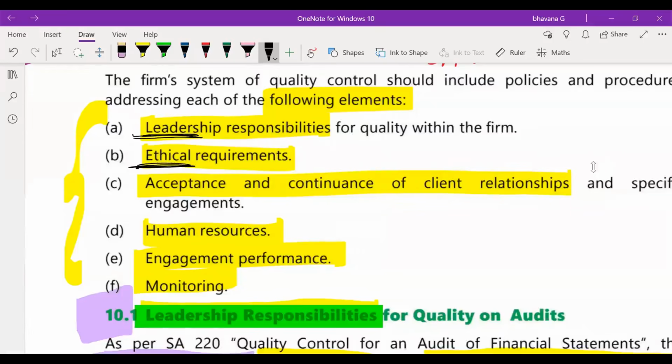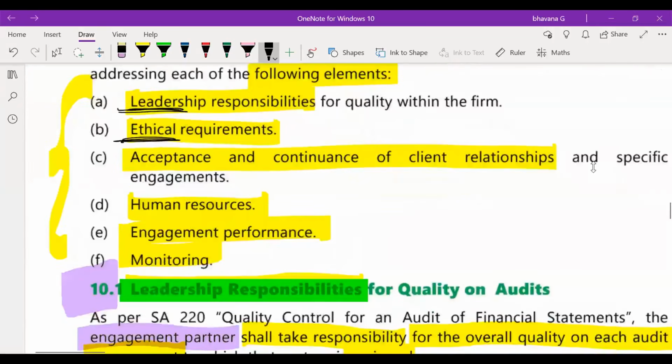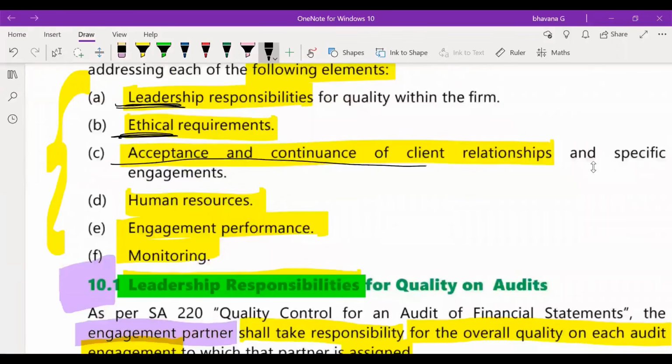Suppose I have very secret data of the company and I start leaking it outside, then my quality is questionable there, right? Then my quality of audit is questionable there. So ethical requirements. Next is acceptance and continuance of client relationship.